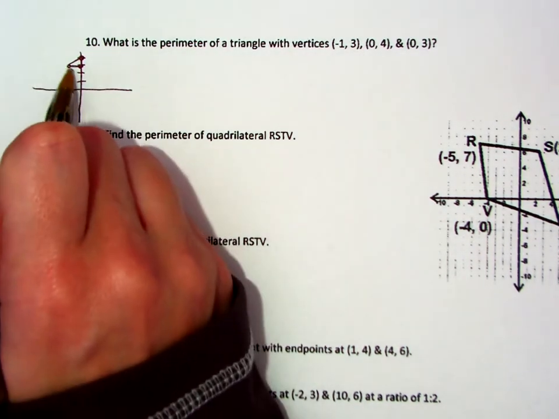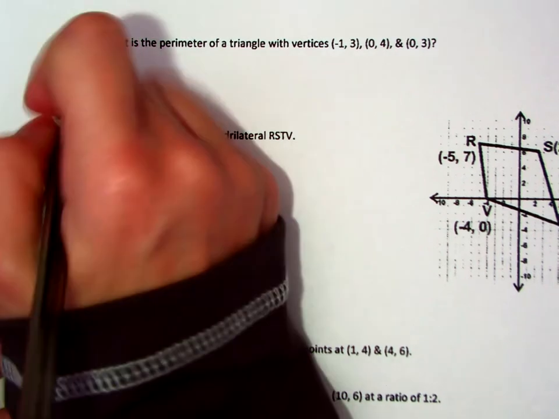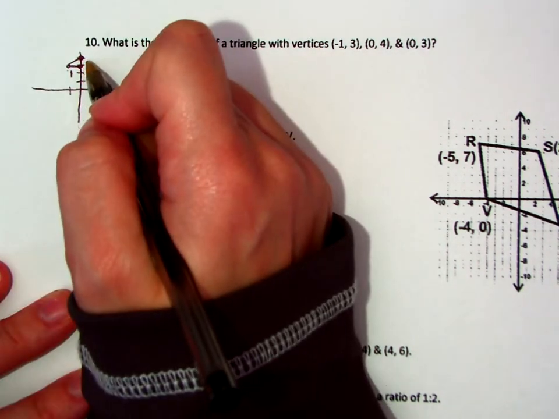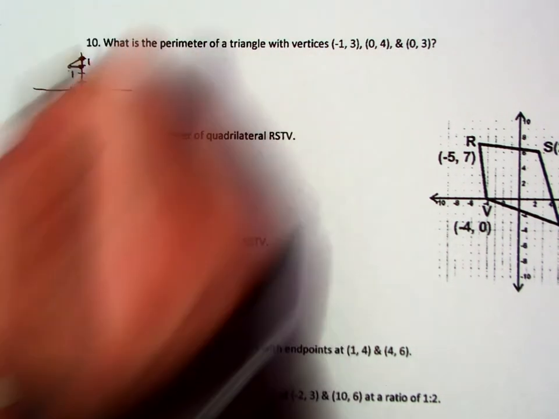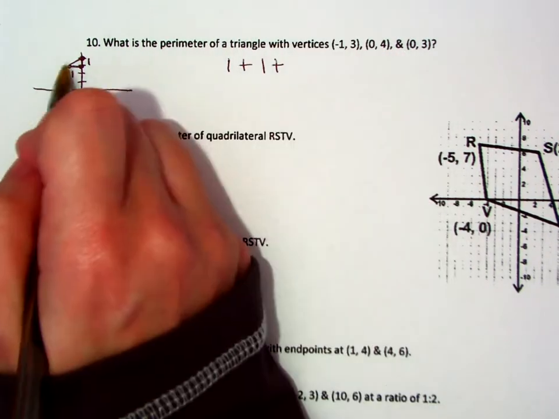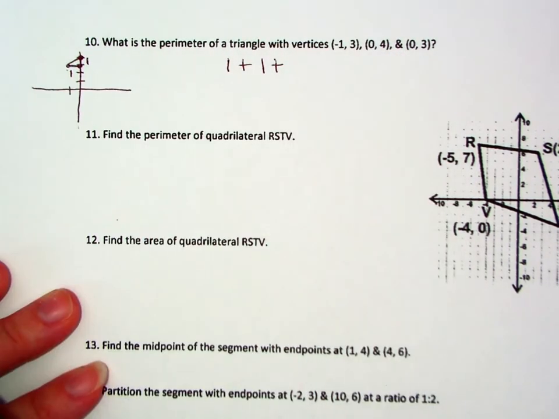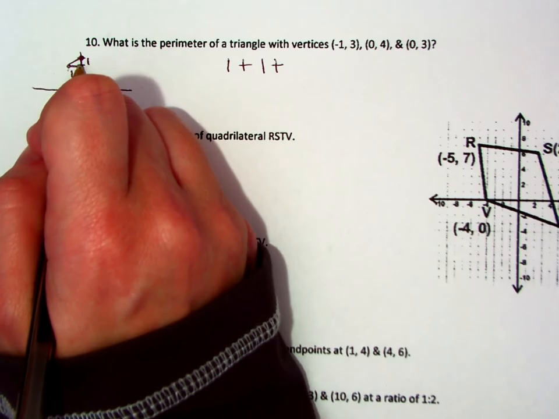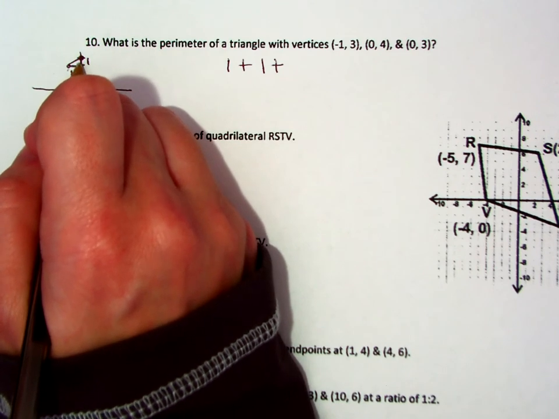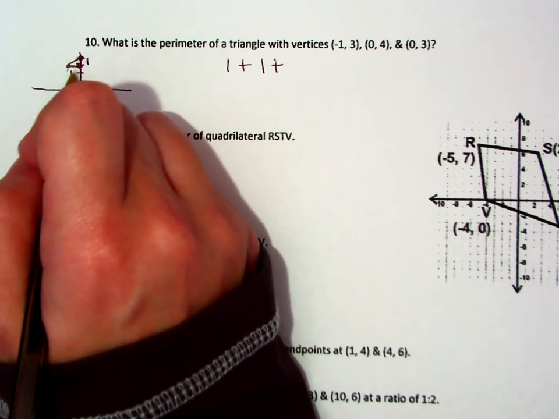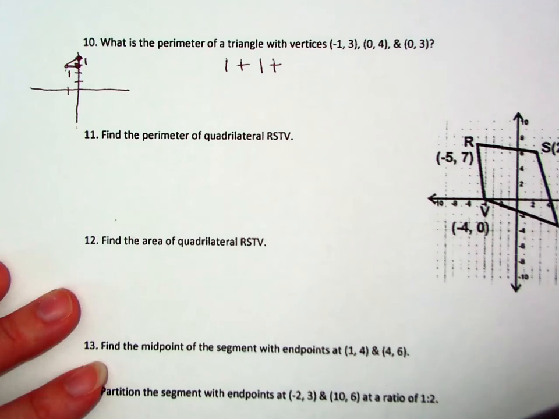Now I can tell that this segment here is just 1 unit over, so that's going to be a side length of 1. And since this one goes up 1, that's also a side length of 1. So far I have 1 plus 1 plus the third side here. Now, I also notice that since this is a horizontal line and this is a vertical line, those are opposite reciprocal slopes, which means these are perpendicular lines, and that means this is a right triangle. So I'm going to use the Pythagorean theorem to find that third side.